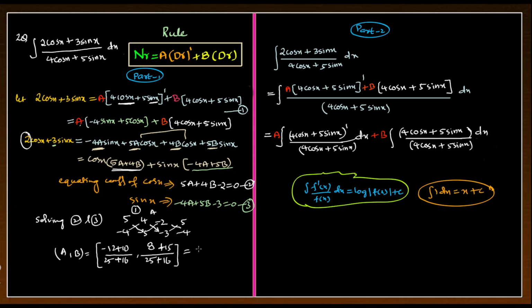So minus 12 plus 10 is minus 2 by 25 plus 16 is 41. This is the value of A. 8 plus 15, that is 23 by 41, is the value of B. Now we have the values of A and B.